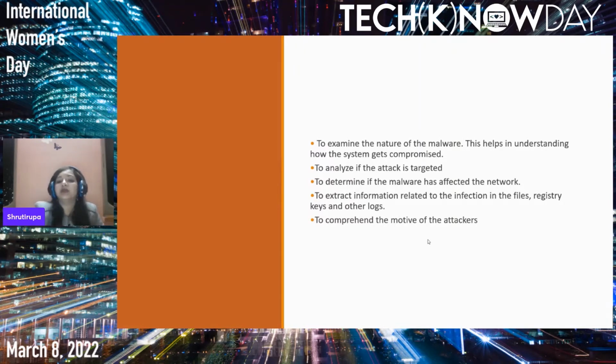Again, to comprehend the motive of the attacks, in the above few points we actually try to figure out what could be the motive of the attackers. For example, are they just targeting the organization for stealing data, or stealing some kind of money from them, or maybe they just want to blackmail them into paying some kind of ransom to them? We all have heard about such kinds of attacks, right? We have heard about ransomware, and we'll be discussing a bit about ransomware as well.